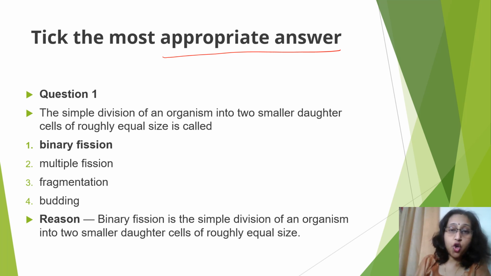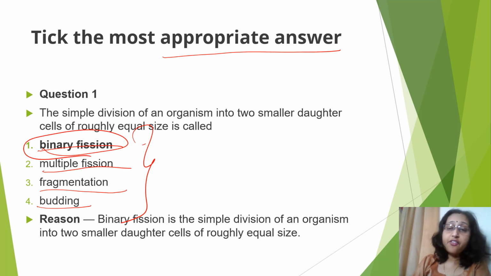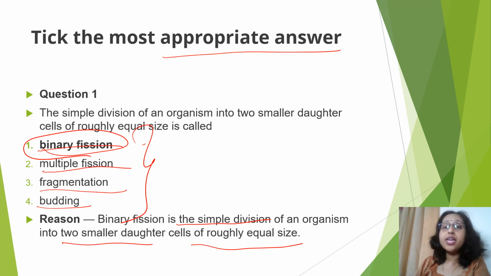The simple division of an organism into two smaller daughter cells of roughly equal size is called binary fission, multiple fission, fragmentation, or budding. So which of the four will be the answer? The answer will be binary fission. What is the reason? Because the definition of binary fission tells you that it is the simple division of an organism into two smaller daughter cells of roughly equal size. And the question also asks the same thing. So it is the definition of binary fission.